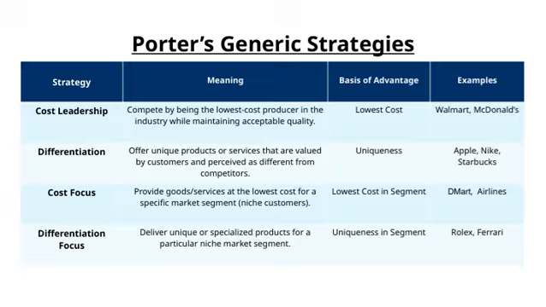The third strategy is cost focus. This involves targeting a specific market segment or niche and providing goods or services at the lowest cost within that segment. Companies like DMart or certain airlines specialize in serving narrow markets with cost-efficient solutions, which helps them dominate their niche.